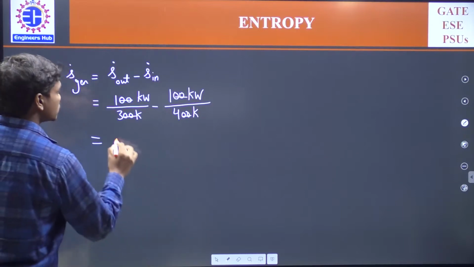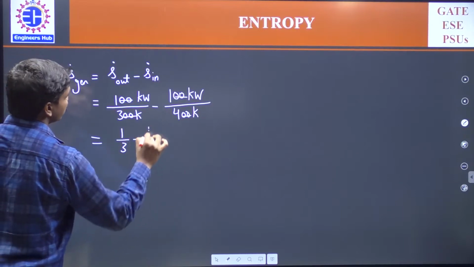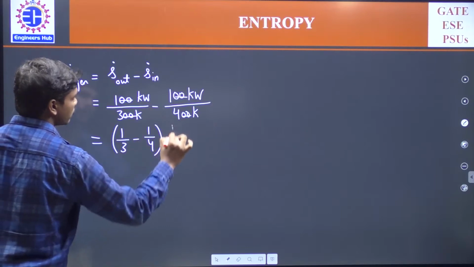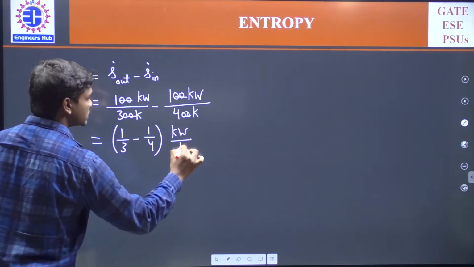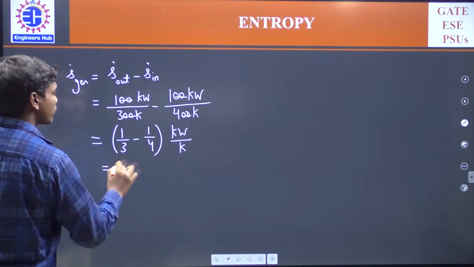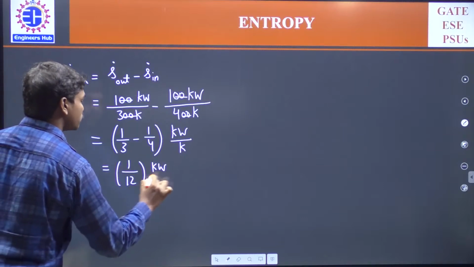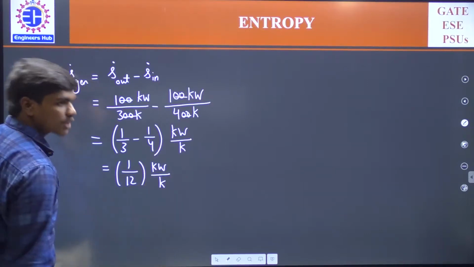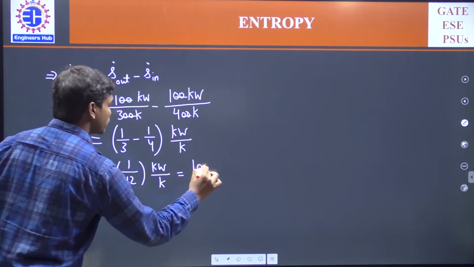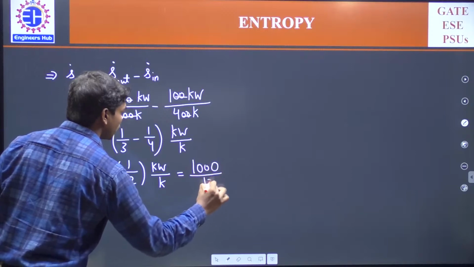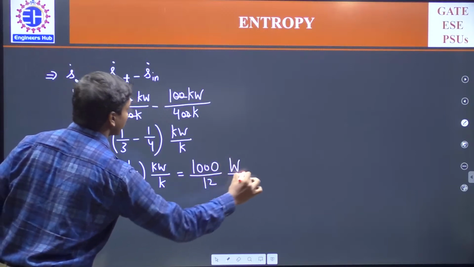Okay, so if you cancel the zeros, we have 1 by 3 minus 1 by 4 kilowatts per Kelvin, which is the entropy that is getting generated inside the system. So that is 1 by 12 kilowatts per Kelvin. But in the question it was asked in watts per Kelvin, so this is equal to 1000 divided by 12 watts per Kelvin.